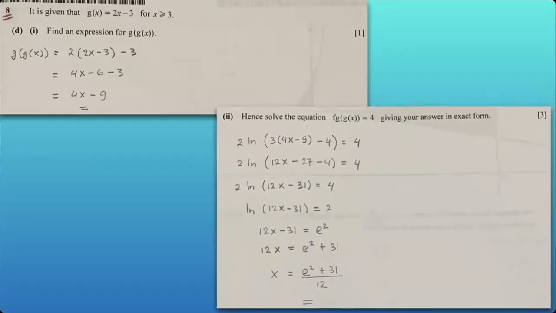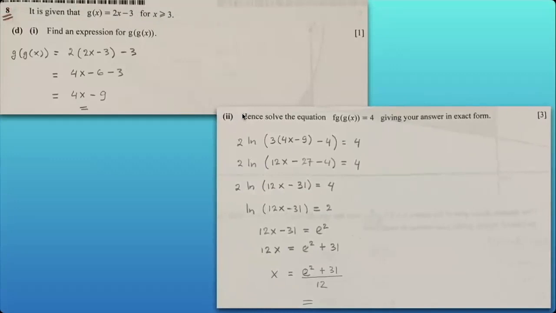Question 8D. It is given that g of x is equal to 2x subtracted by 3 for x is greater than or equal to 3. Find an expression for g of g of x. So this is a composite function. We put function g inside function g. So we replace that x there with 2x minus 3, like so. And we have this answer. Very straightforward.